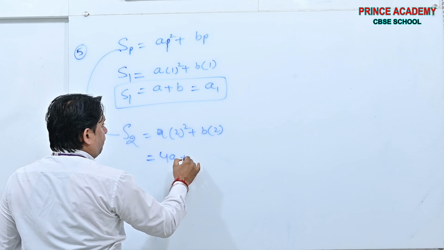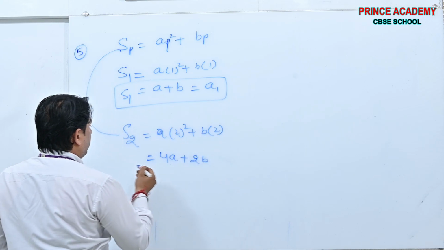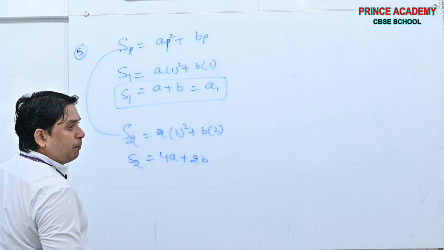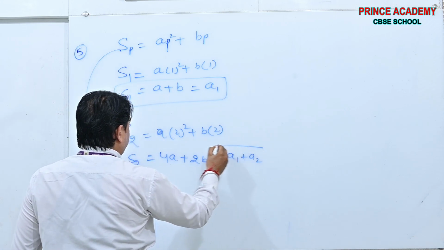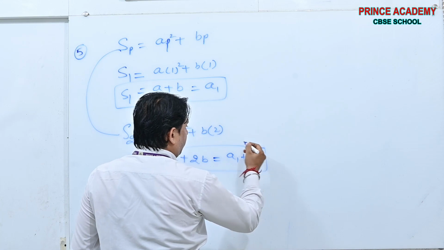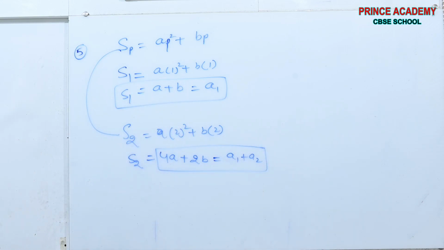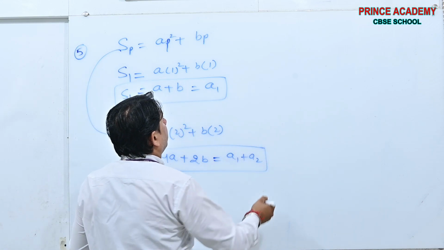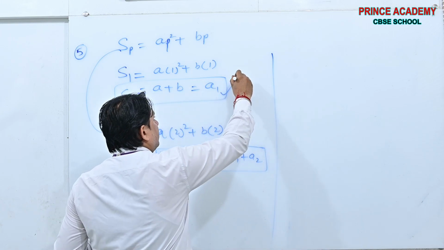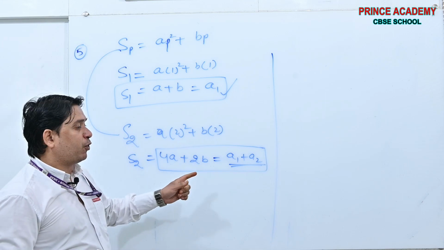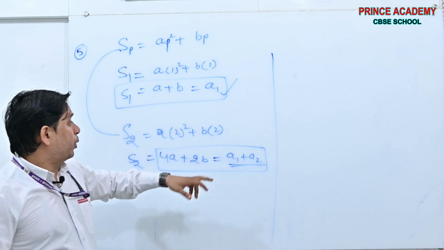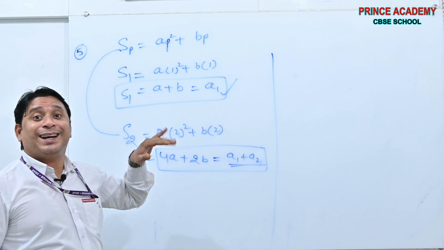That is 4A plus 2B. And what is this? This is A1 plus A2. Now see beta. We have A1 plus A2. What we have to find? We have to find A2. Put the value of A1 here. You will get the result.